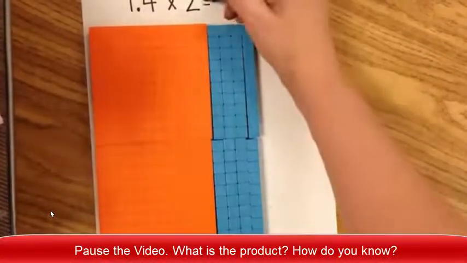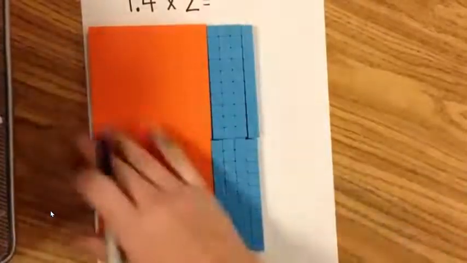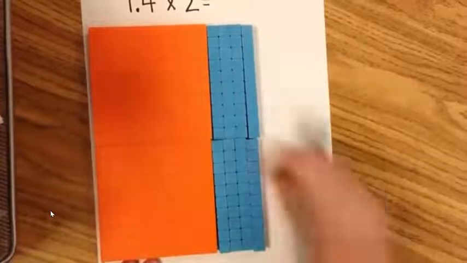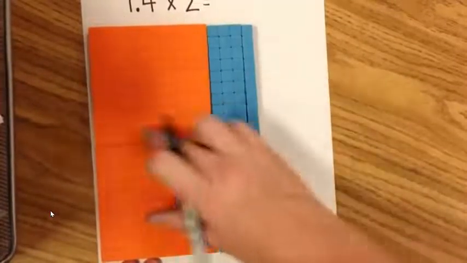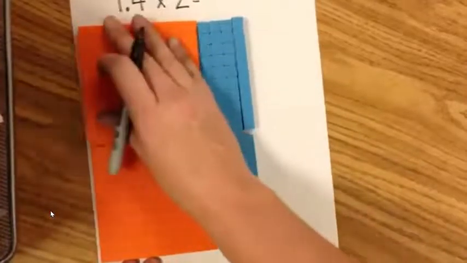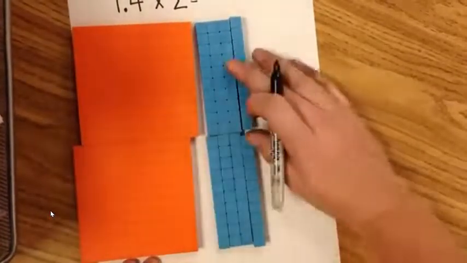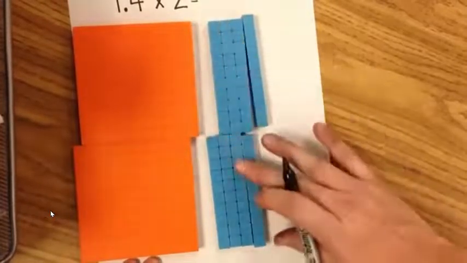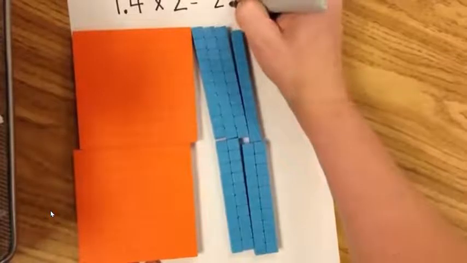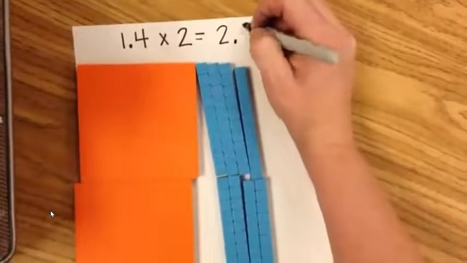In order to solve this, all you have to do is add up the pieces or the number of square units that are in this. So obviously each one of these is 100 hundredths. So there's 1 whole, 2 wholes, and then we have 1, 2, 3, 4, 5, 6, 7, 8. So my answer is 2 8/10.